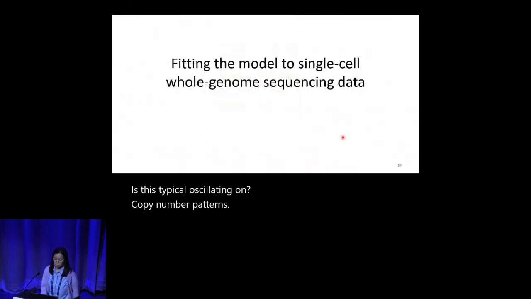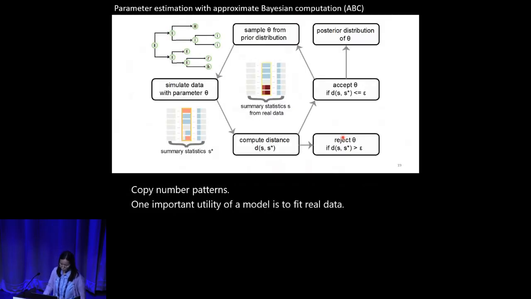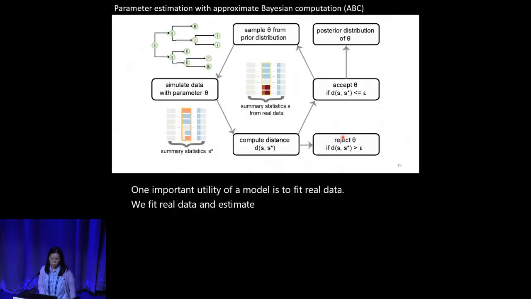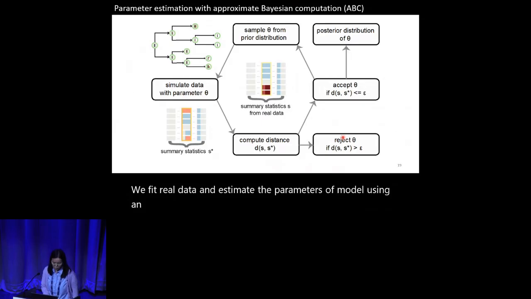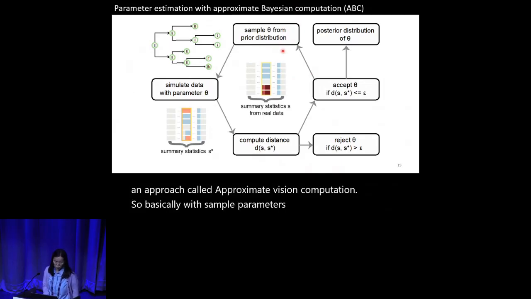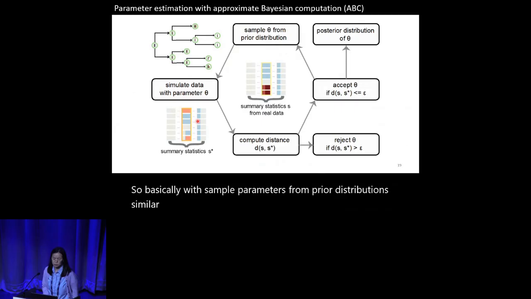One important utility of a model is to fit real data. We fit real data and estimate the parameters of a model using an approach called approximate Bayesian computation. So basically, we sample parameters from known prior distributions and simulate data, compare simulated data with real data, and get the posterior distribution of the parameters.